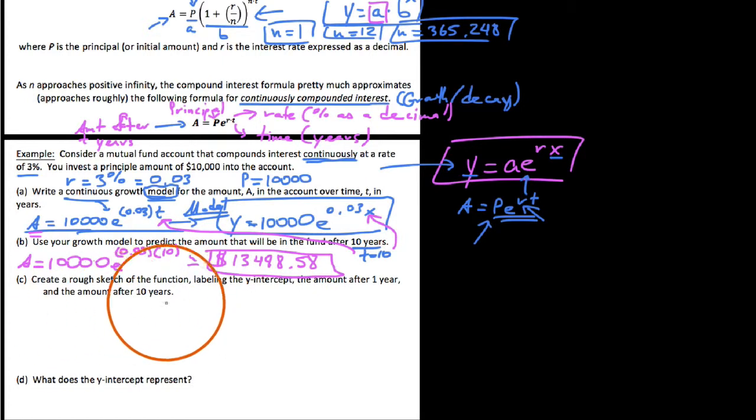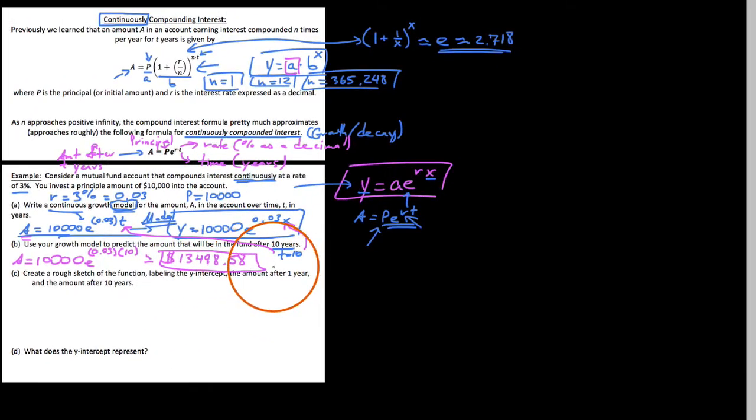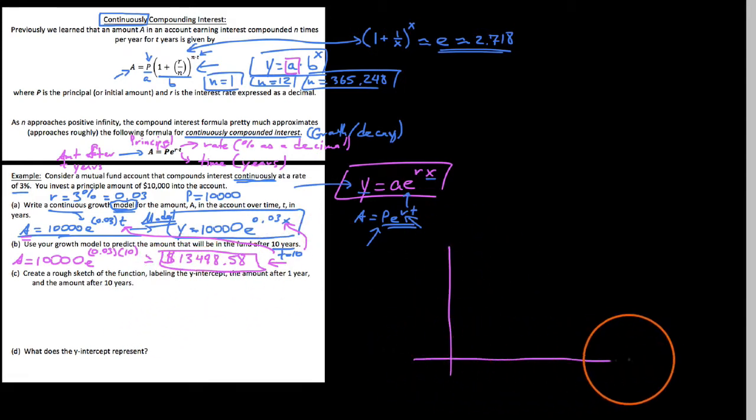So what we want to do here is this. We want to create a rough sketch of this function. We're going to label the y-intercept and the amount after both 1 year and 10 years. So now we've already found 10 years. We're going to have to go back and find 1 year. But in terms of what this graph would look like, let's go ahead and put on a few key details. Of course, we are used to x and y, but in this case here, this y and this x are represented with an A and a t.